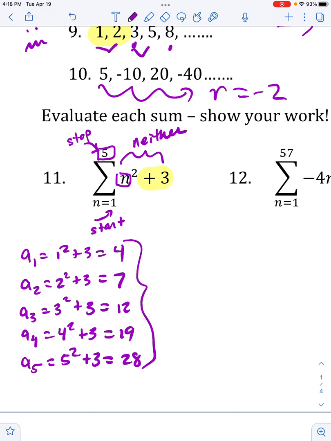And then a series adds all of these terms up. And when I did that before, I got a 70. So that's actually the answer. When it says evaluate, you're looking for the value or the number of that sum.